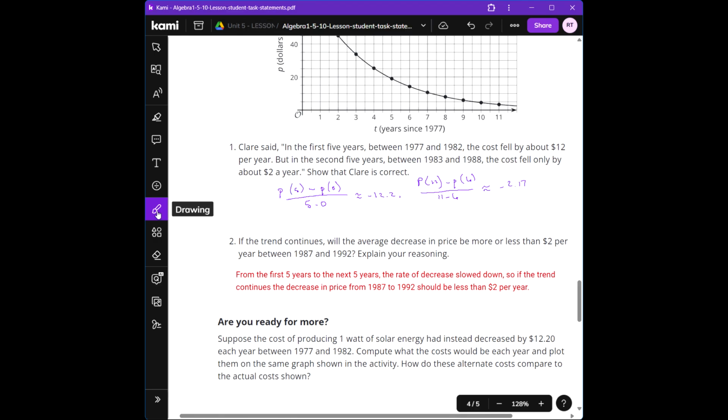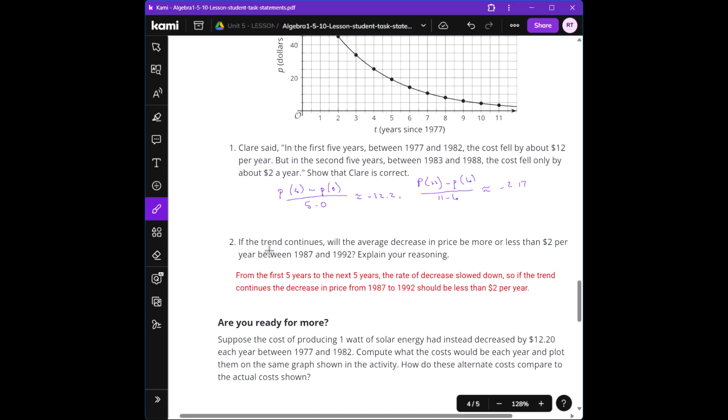Okay, so the next question, if the trend continues, will the average decrease in price be more or less than $2 per year? And then explain your reasoning. Okay, so from the first 5 years to the next 5 years, the rate slowed down. So if the trend continues, the decrease in price should be less than $2 a year.